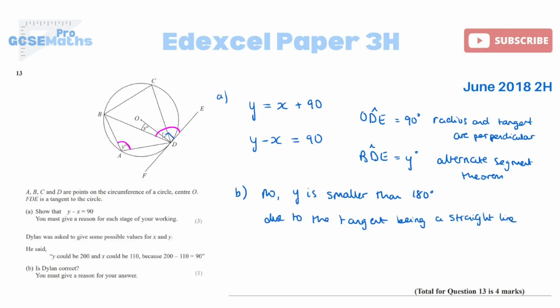You obviously must give a reason for your answer. So I've said, well, y has to be smaller than 180 because the tangent is a straight line. You could also relate to the fact that it's in a triangle. y is inside a triangle, which is also 180 degrees. So y can't be bigger than that, can it? Something along the lines of that. Why, in this particular case, is it not true?